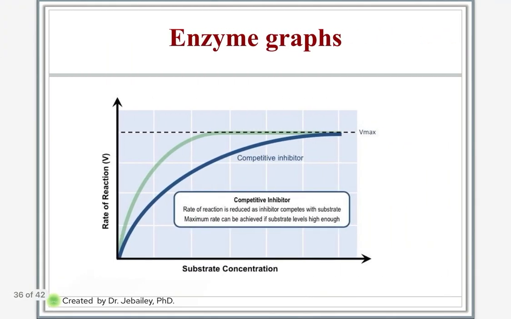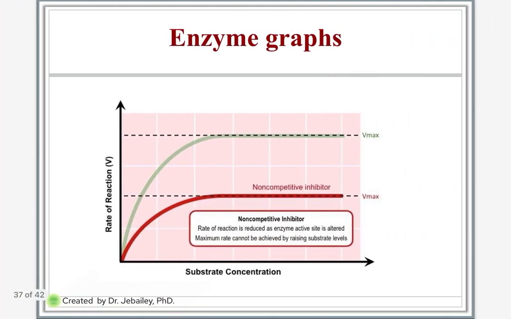Then you have here the competitive inhibitor. Now, competitive inhibitor means they're both the substrate as well as the competitive inhibitor. They're both competing for the active site. So you can see there's a little bit of a drop, but not necessarily a big drop of the reaction. But that means the competitive inhibitor is starting to slow down the reaction.